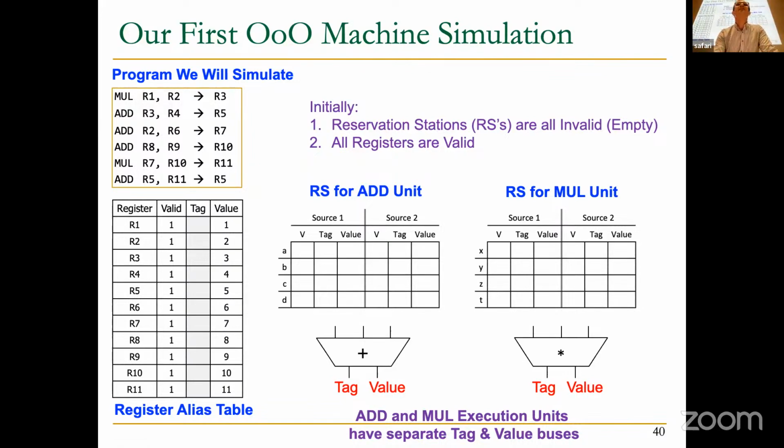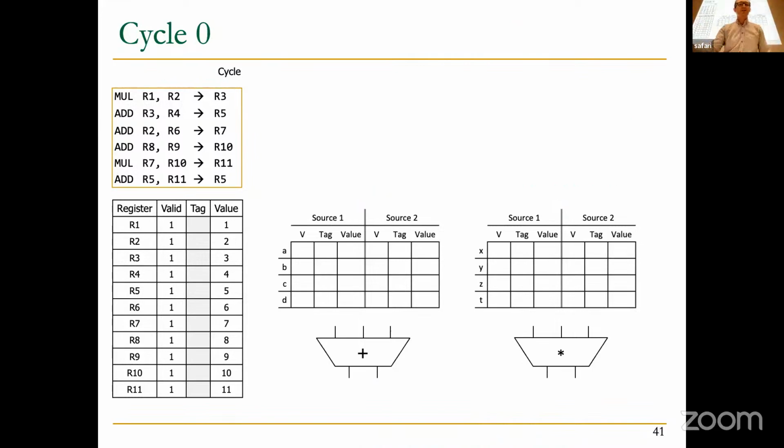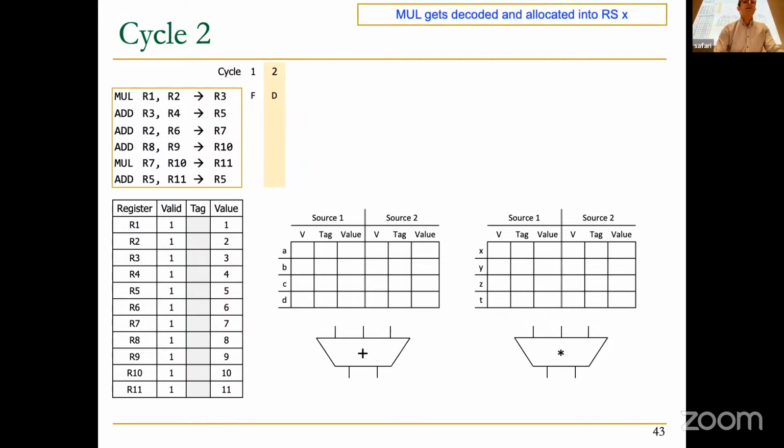Any questions? Now we're going to simulate. This is cycle 0. Clearly, no instruction has been decoded. Let's fetch the first instruction. In cycle 1, we fetch this multiply instruction. Nothing interesting really happens because we just fetch the instruction, right? The interesting thing happens when we decode that instruction, right? Now we're going to decode this multiply. Now, what does decode mean? We've already gone through the algorithm. Let's go through the steps.